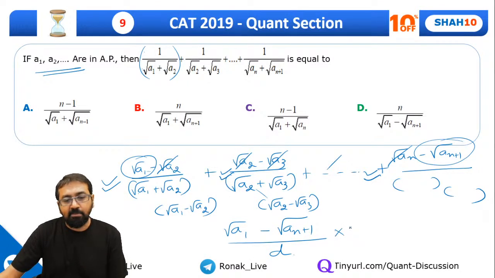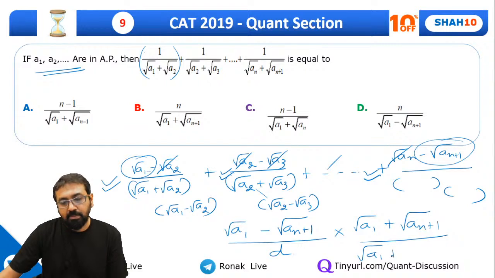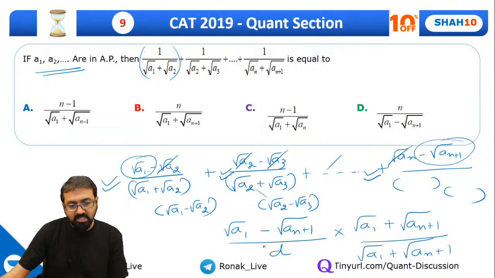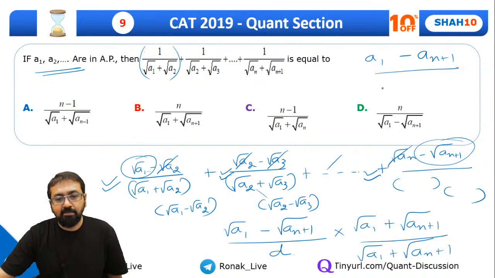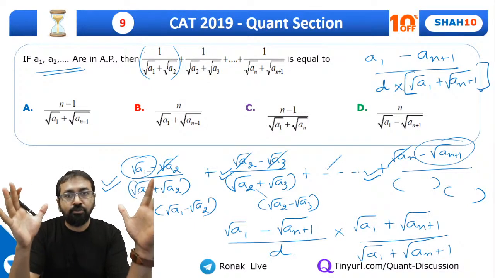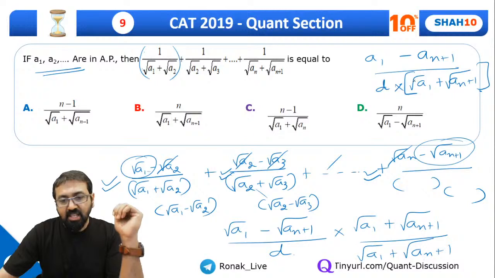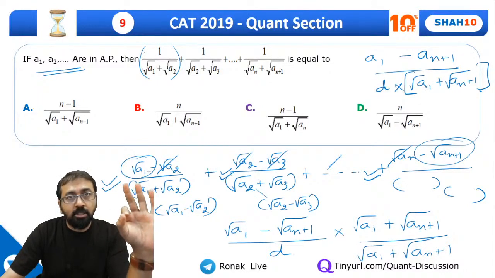Yes or no? Now once again let me multiply it by the conjugate. So I'll multiply by under root of a1 plus under root of an plus 1 divided by under root of a1 plus under root of an plus 1. So this upon d into this one. So if you just solve this, you will get a1 minus an plus 1, divided by d into under root of a1 plus under root of an plus 1. Yes or no? Everyone, have you understood up till now? Okay, fine, great. Now I'm just solving it by the normal approach, then I'll show you the shortcut.